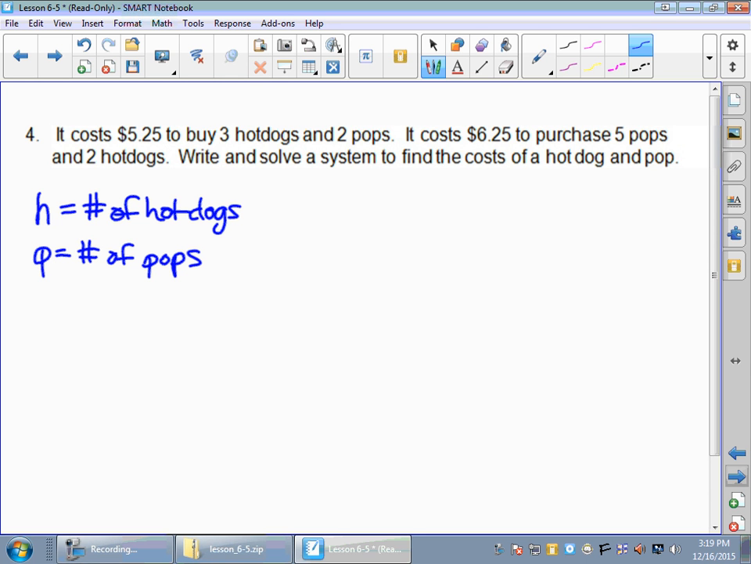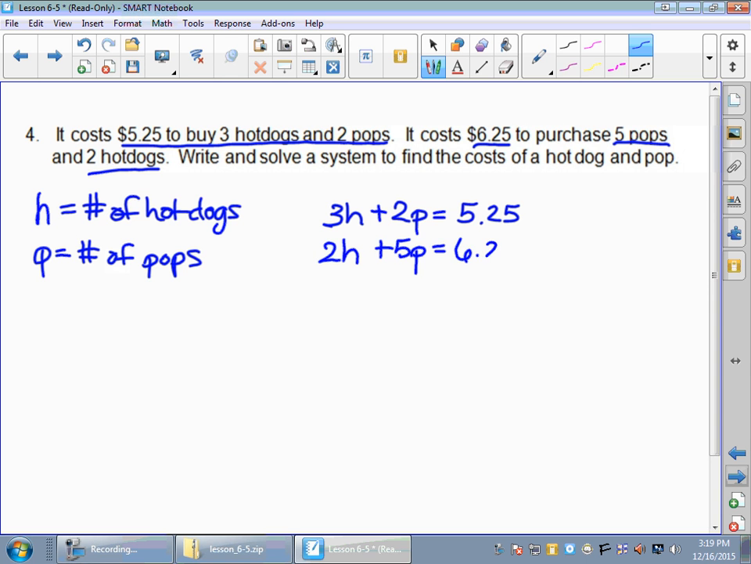There's two different scenarios here. There's two different situations. One of the situations, $5.25 to buy 3 hot dogs and 2 pops. So 3 times H plus 2 times P is equal to $5.25. The second scenario, we bought more pops, less hot dogs, and it cost us $6.25. So just make sure you line things up. We've got 2 hot dogs plus 5 pops is equal to $6.25. Looking at this problem, I don't want to graph it. Looking at this problem, I really don't want to use substitution because isolating a variable would be difficult.